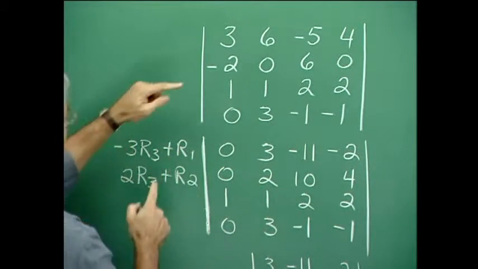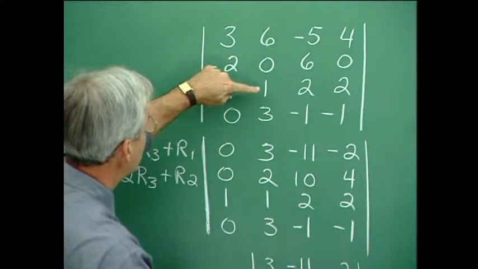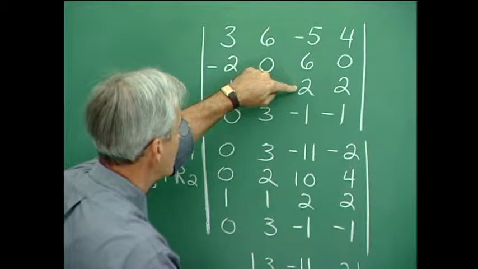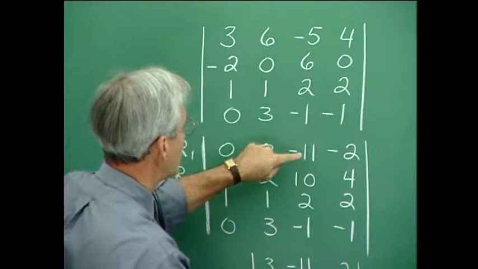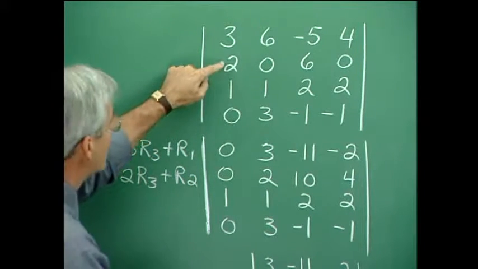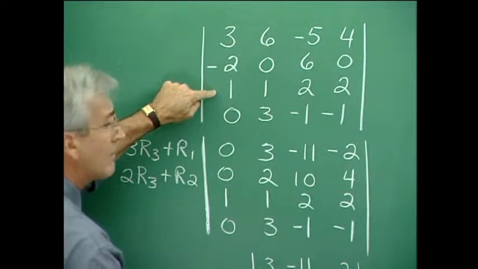Now notice that it's negative 3 times 1 is negative 3 plus 3 is 0. Negative 3 times 1 is negative 3 plus 6 is 3. Negative 3 times 2 is negative 6 with negative 5 is negative 11, and so on. All right, in a similar way, we can cause the entry in this position to become a 0 in the next step by working off of this 1.